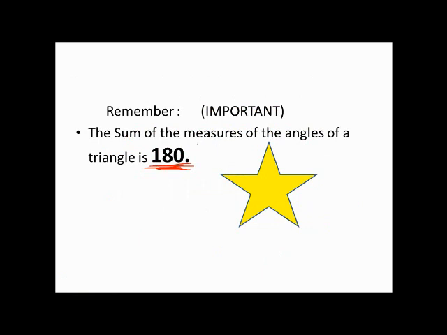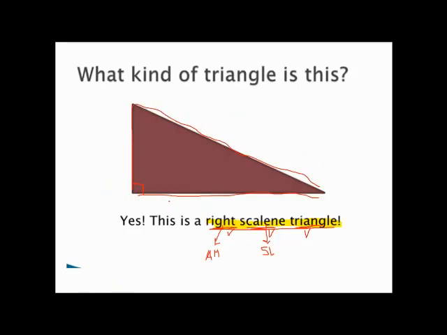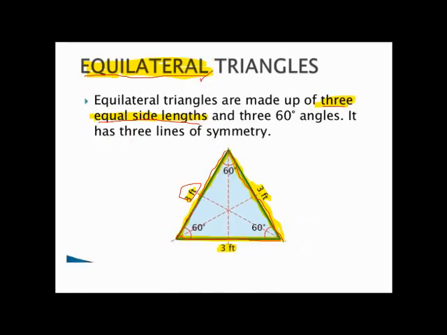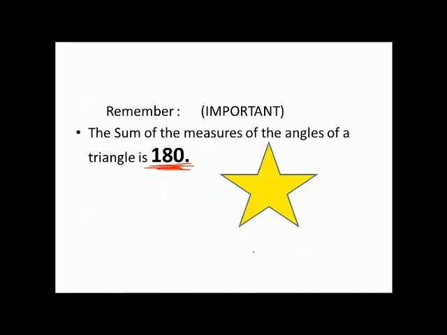Again, remember, important, that the sum of the measures of all the angles inside the triangle is equal to 180 forever and ever. All of them must be equal to 180. For example, here, as I showed you before, 60 plus 60 plus 60 equals 180. They all must be equal to 180.